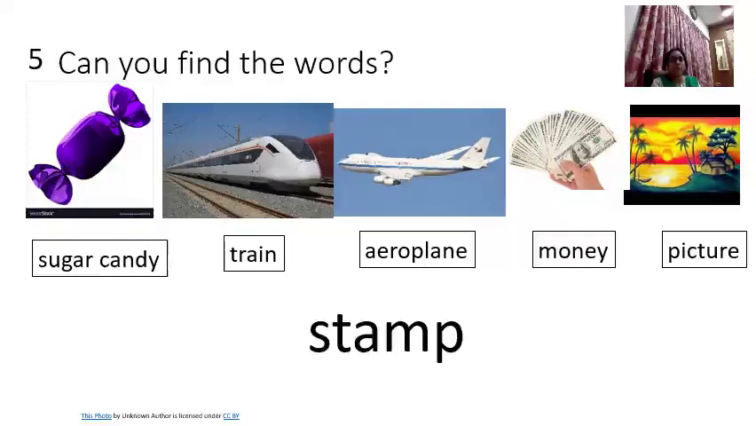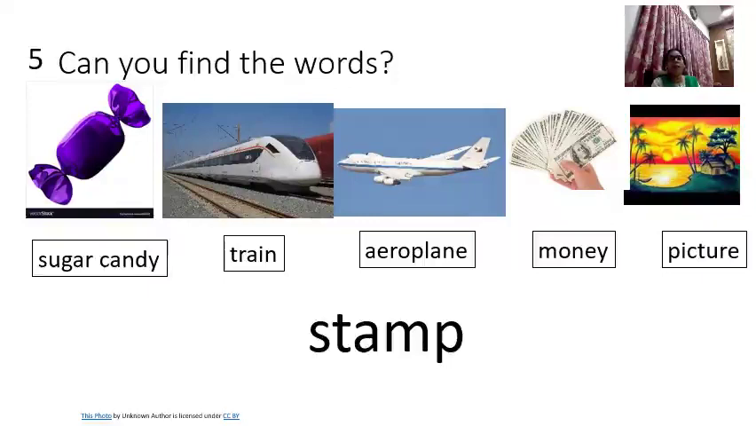The next picture, the second picture is, yes, it is train. T-R-A-I-N. Train. It is a train. Third picture is, yes, aeroplane. A for aeroplane you have learned, right? Aeroplane. What is the spelling of aeroplane? Yes, A-E-R-O-P-L-A-N-E. Don't make a mistake while writing the spelling underneath the picture.